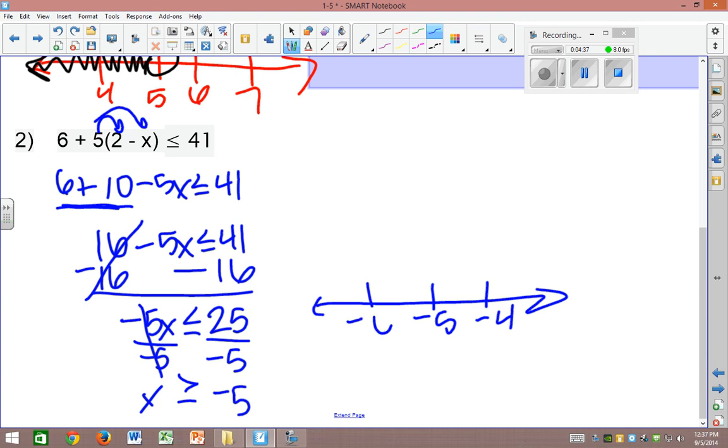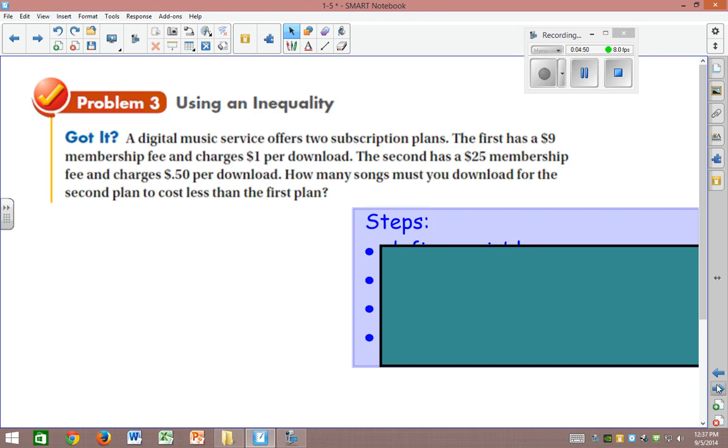Yep. Okay, there's our negative 5, and we're going to move it to the right, or shade to the right, and shade in the circle. Very good. Okay. All right, now we're going to set it up and go from there.